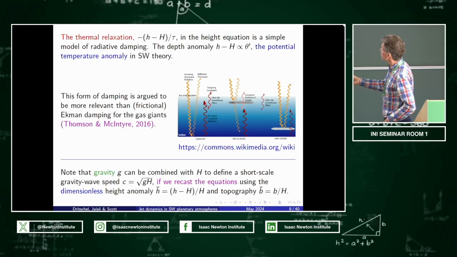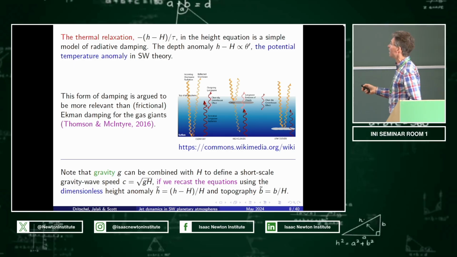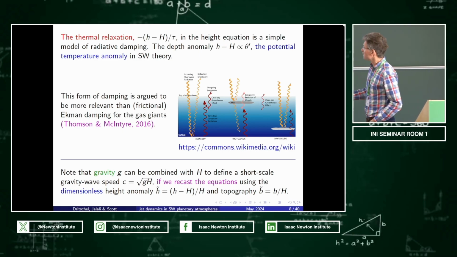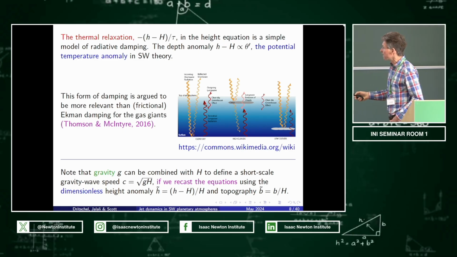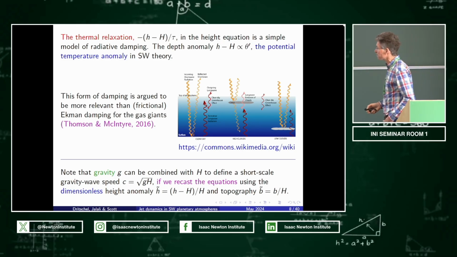Thermal relaxation, it's basically a very simple model of radiative damping in the atmosphere, and it's thought by Thompson and McIntyre to be more realistic than Ekman damping for the gas giants.